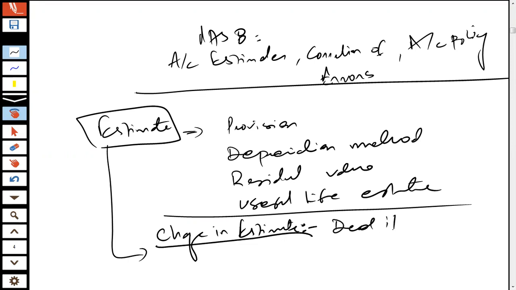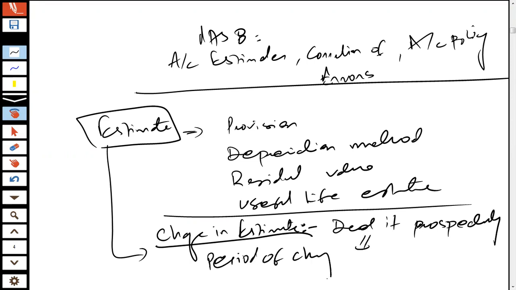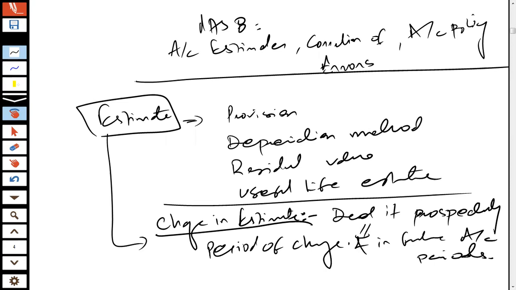What should happen is you should deal with it prospectively. Now what do you mean by prospectively dealing with the change in estimate? That is, in the period of change and in future accounting periods. So when we talk about the change in estimate, you need to apply the changes in estimate prospectively.